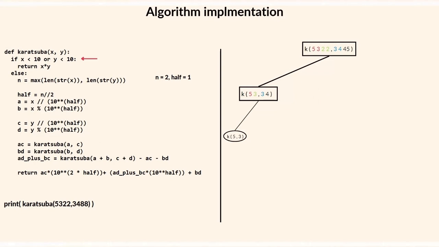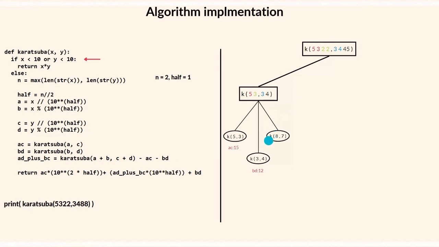Now, here we can reach the base case. We can calculate 5 times 3. So AC will be 15. Now we can call the function Karatsuba on BD. So we can calculate BD, which is 3 times 4. BD is equal to 12. Now, we can finally calculate AD plus BC. First, we are going to send them A plus B and C plus D. A plus B is 5 plus 3, and C plus D is 3 plus 4.